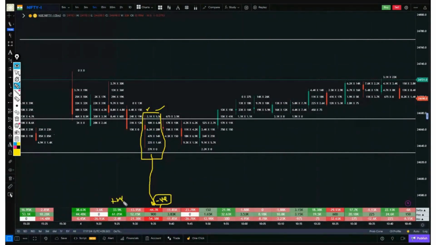So, what does delta mean? It's the difference between buyers and sellers. When that difference is more on the buyer's side, it's positive delta, and when it's more on the seller's side, it's negative delta. Okay, positive delta means buyers, negative delta means sellers. It means there are that many sellers inside this candle.